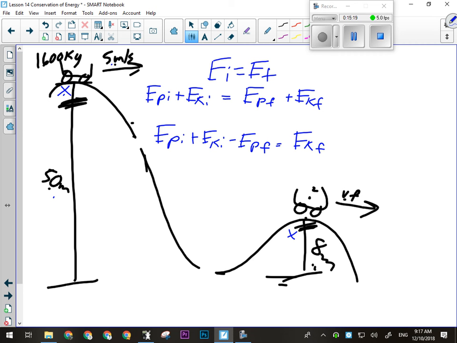Now I'm going to put in all of my formulas here. So I'll have M times G times H initial plus 1/2 M V initial squared minus M times G times H final equals 1/2 times mass times V final squared. Now all I've done is expand and put the formulas in. I want to get VF by itself. What do I have to do with the 1/2 of M? Divide it over to the other side. Right.